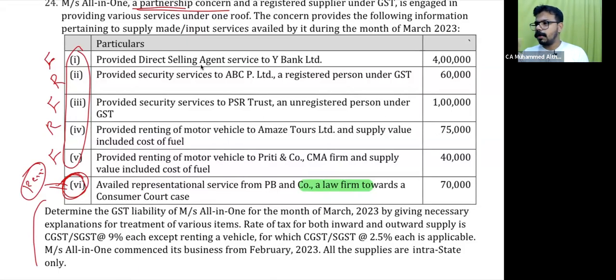See, there is a small mistake. This is not RCM. Why? Then FCM. This is not FCM. Both are wrong. Very good. Somebody has told the correct answer. Why is it exempted? Reason?